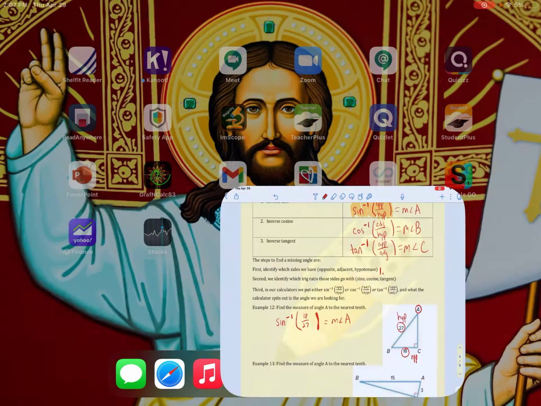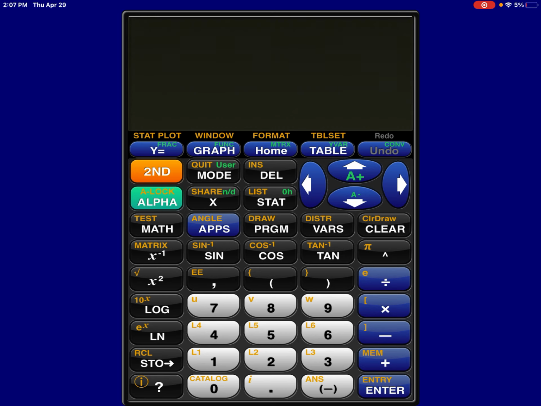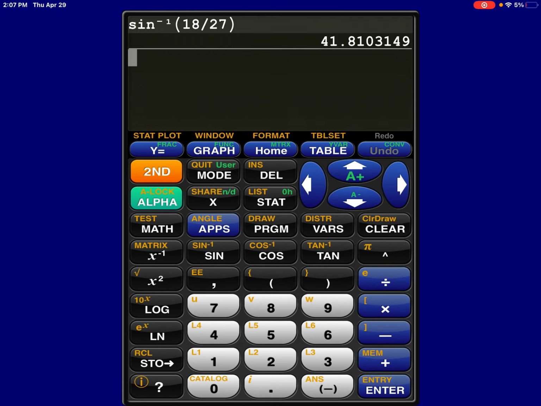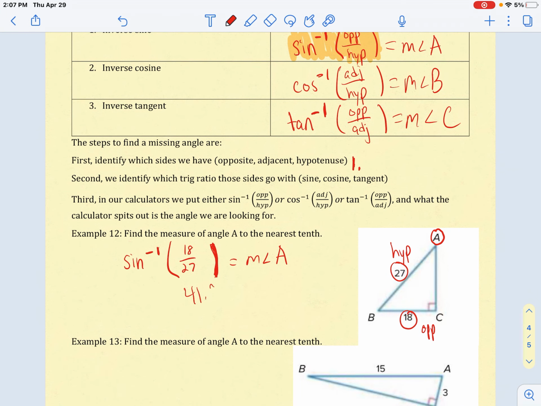Now, all you have to do, you can go on your calculator. You can go to your TI-83, our best buddy here. And notice that above sine, cosine, and tangent, it looks like sine -1, cosine -1, tangent -1, right? Inverse sine, cosine, and tangent. So you hit the second button, and notice now inverse sine comes up instead of normal sine. You type in 18 divided by 27, boom, 41.8, and you're done. So the answer is 41.8 degrees for the measure of angle A, and that's all you have to do.